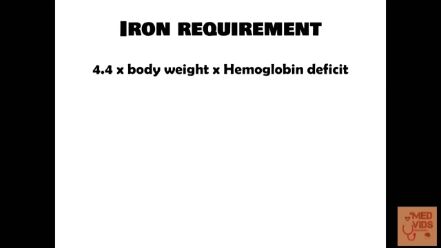The iron requirement for individual patients can be calculated with various formulae, and this is one among those formulae. It's quite simple. You just have to multiply 4.4 with the body weight of the patient, and that has to be multiplied with the hemoglobin deficit for that patient, and that will give you a rough value of how much iron is required for treating that patient.